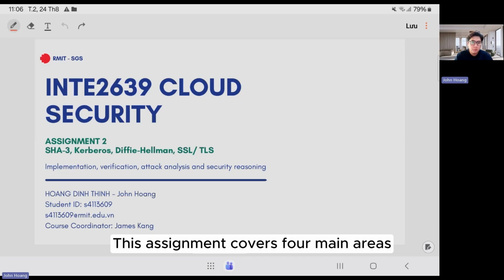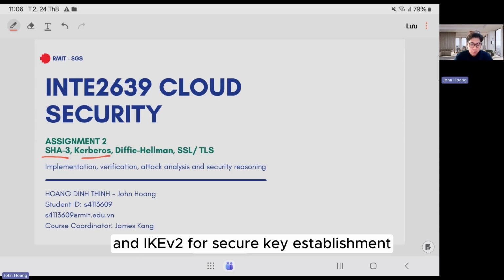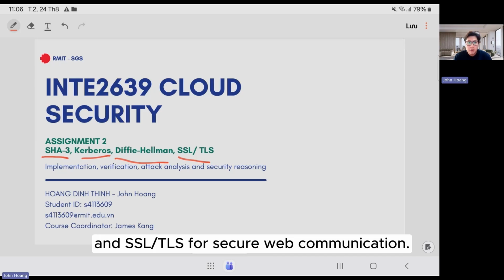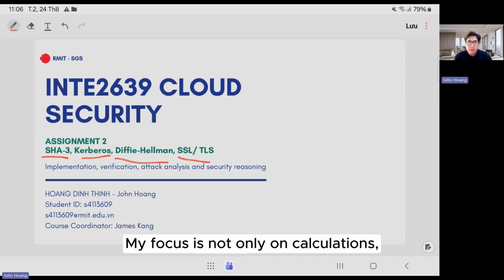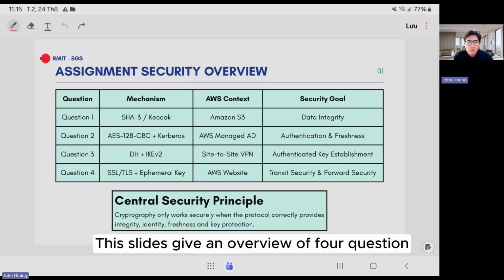This assignment covers 4 main areas: SHA-3 for data integrity, Kerberos for authentication, Diffie-Hellman and IKEv2 for secure key establishment, and SSL/TLS for secure web communications. My focus is not only on calculations, but also why each security mechanism is needed. This slide gives an overview of 4 questions.